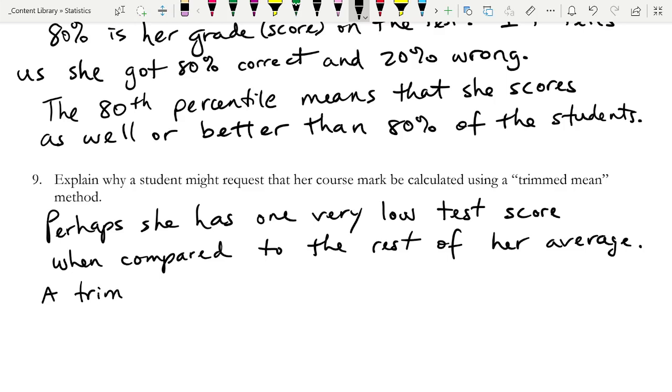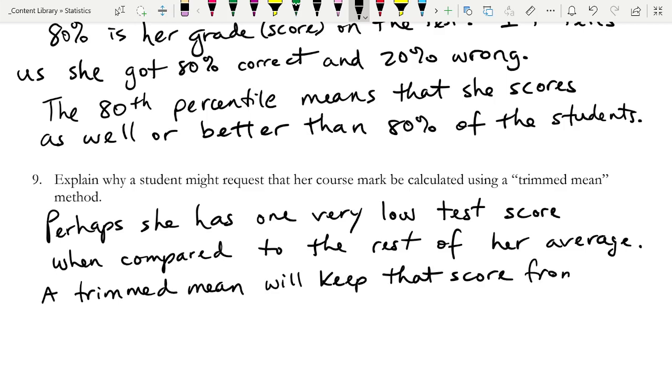Trimmed mean will keep that score from, oh, I'm going to use that fancy word again, skewing her grade too low.